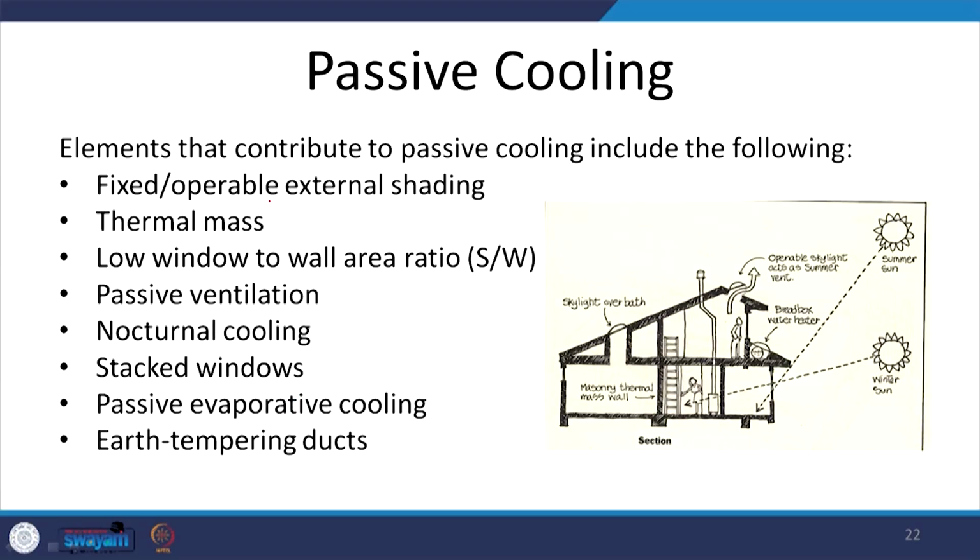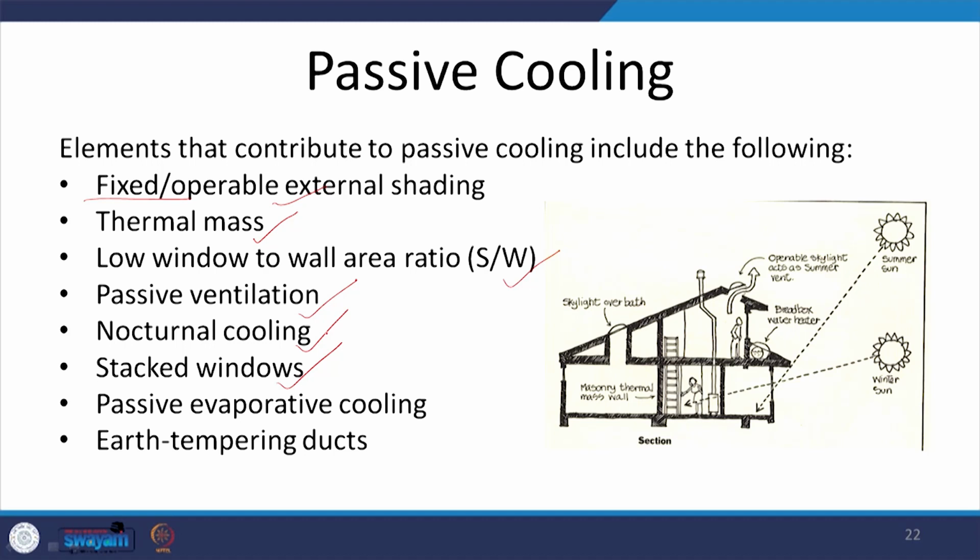If we look at the passive cooling strategies, we may again go for operable external shading, but in a hot climate, fixed external shading would also work fine, because for most part of the year the climate of the place is warm, it is hot. The thermal mass similar to cold climates, low window to wall ratio, passive ventilation, and induced ventilation in case of hot dry climate is highly preferred. Nighttime cooling, which I was mentioning as night flushing or night purging, stacked windows, window above one another, evaporative cooling in case there is availability of water.